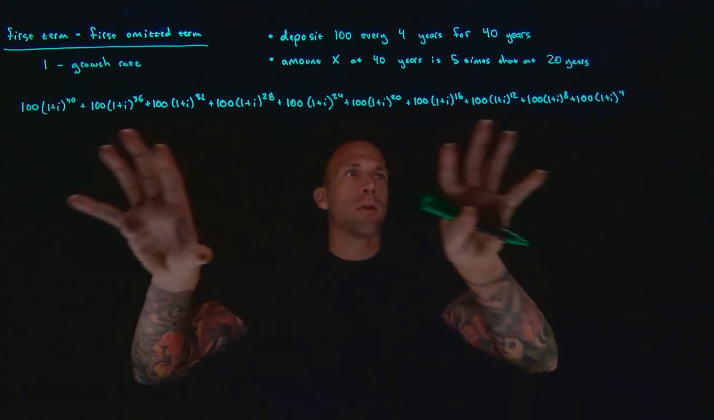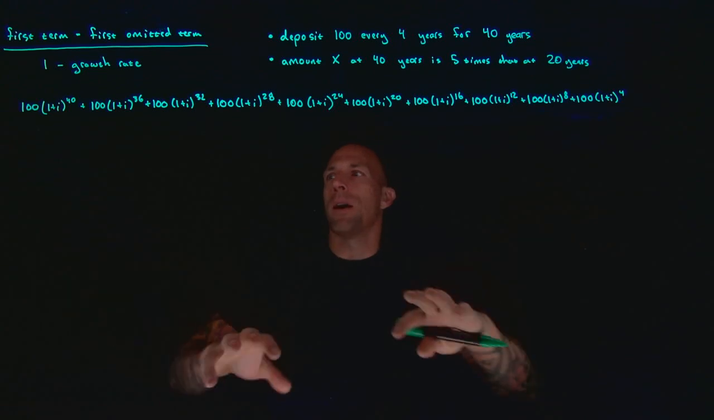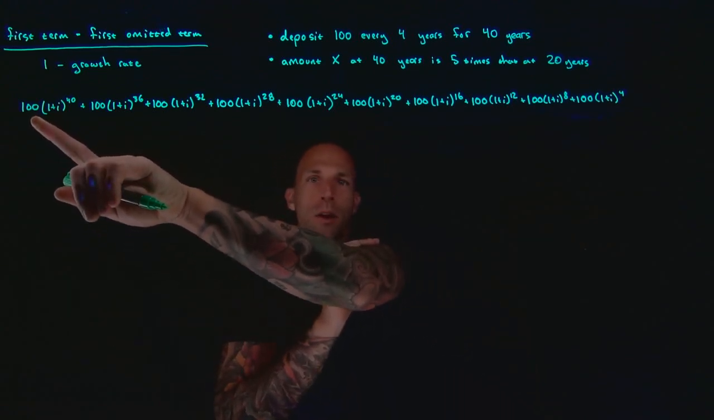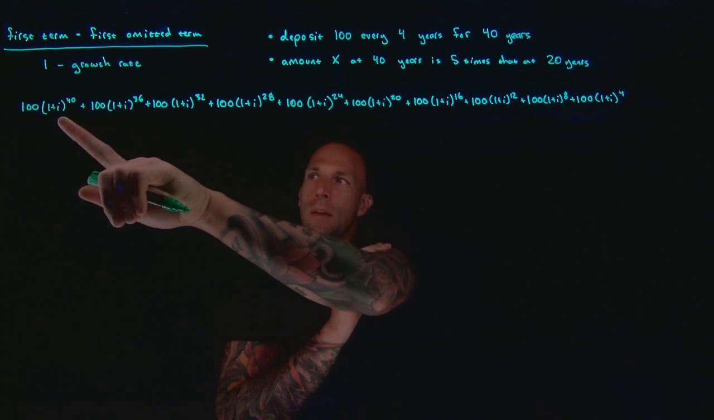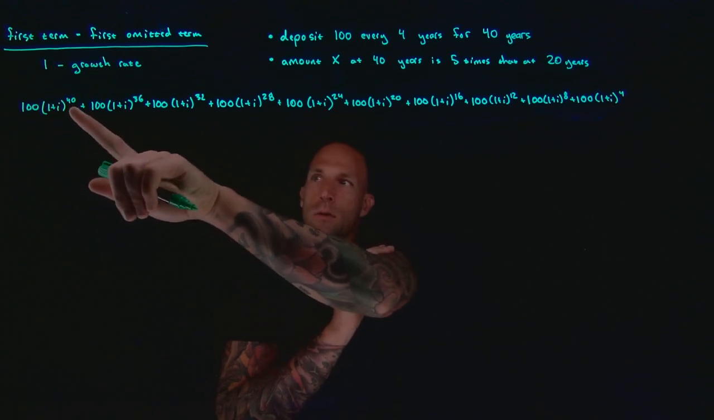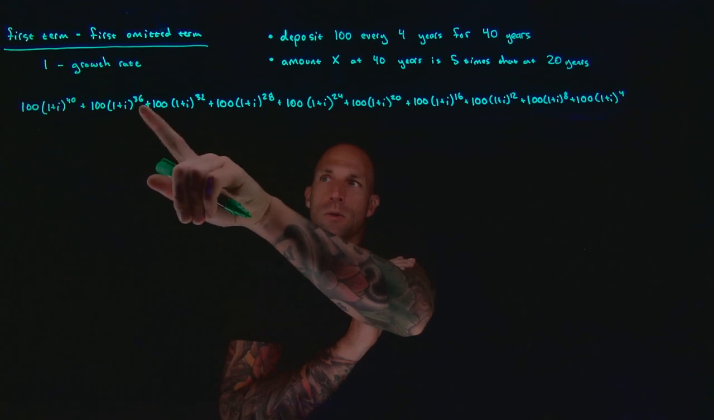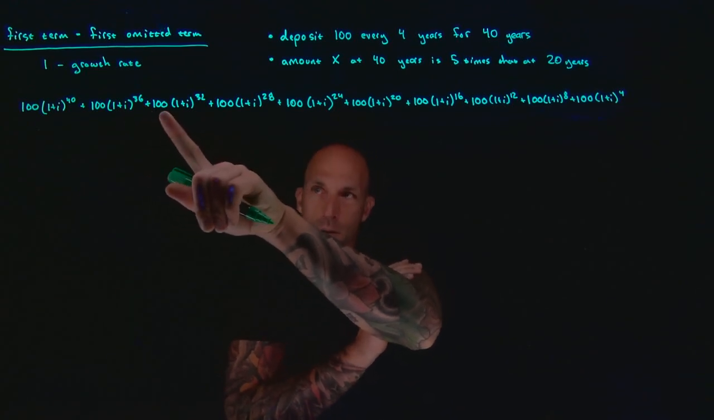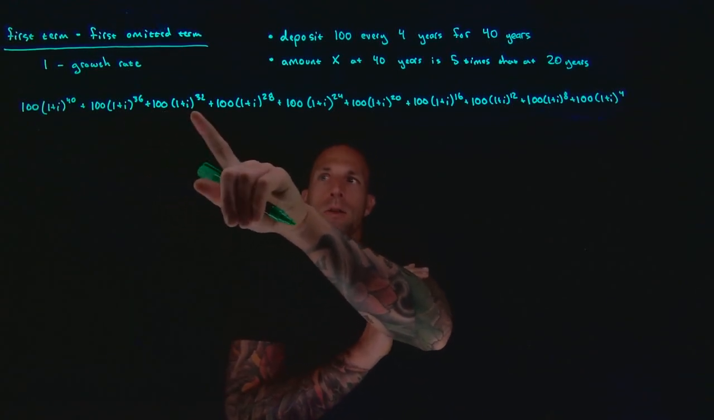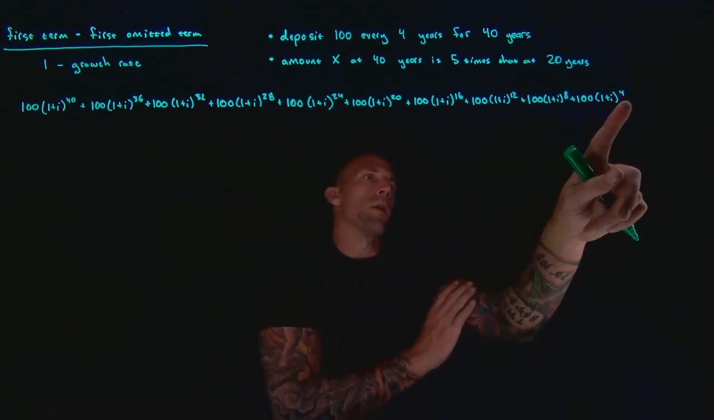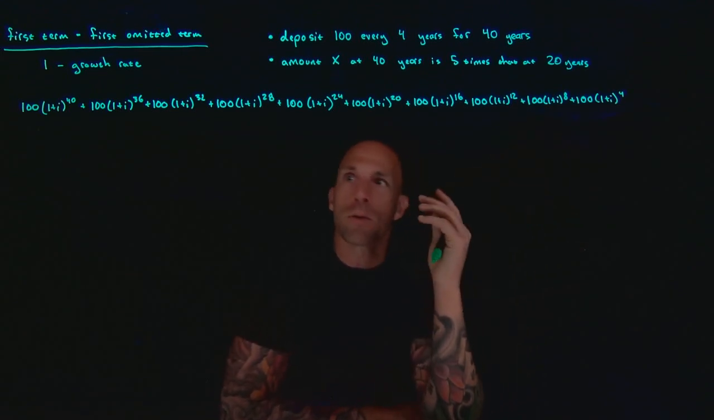So I've written out the chain of deposits right here. We make one deposit of $100 at the very beginning, and that earns interest for 40 years. 4 years later, we make another deposit that earns interest for 36 years. 4 years after that, we make another $100 deposit, and that earns interest for only 32 years, all the way down until we make our last deposit, which will only earn interest for 4 years.